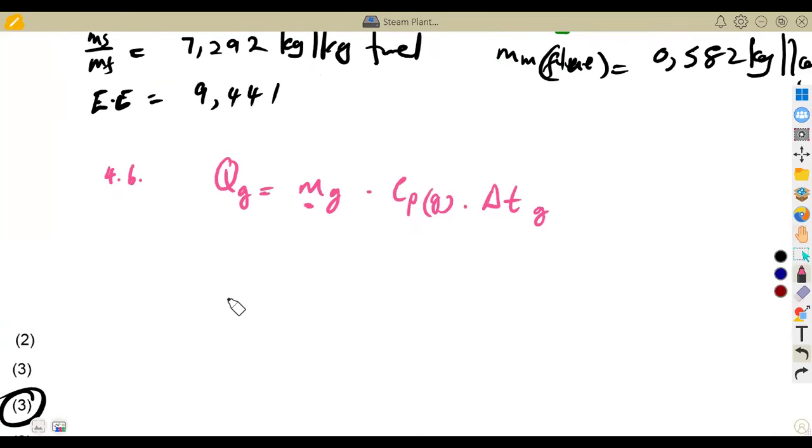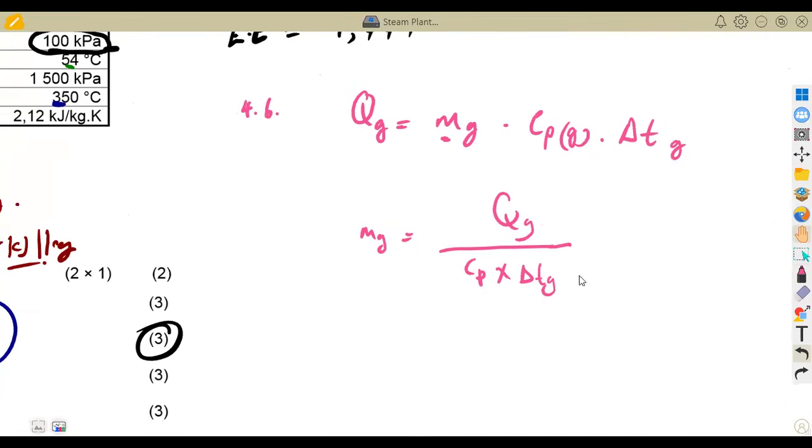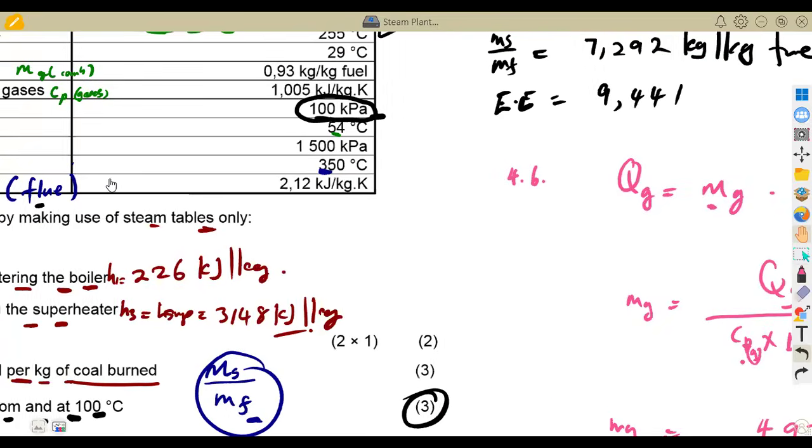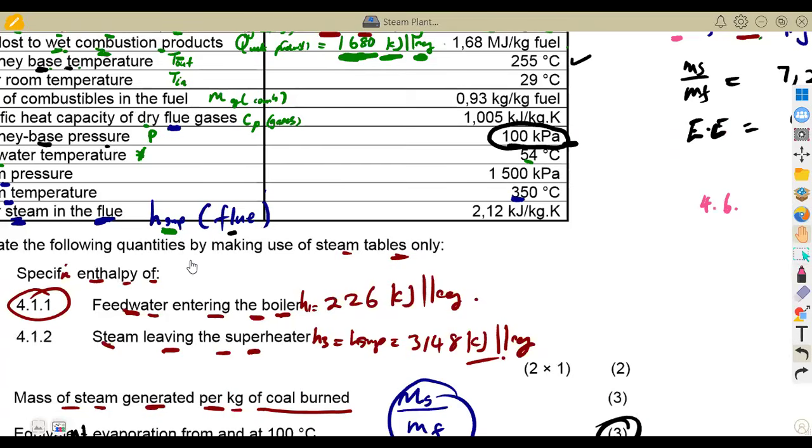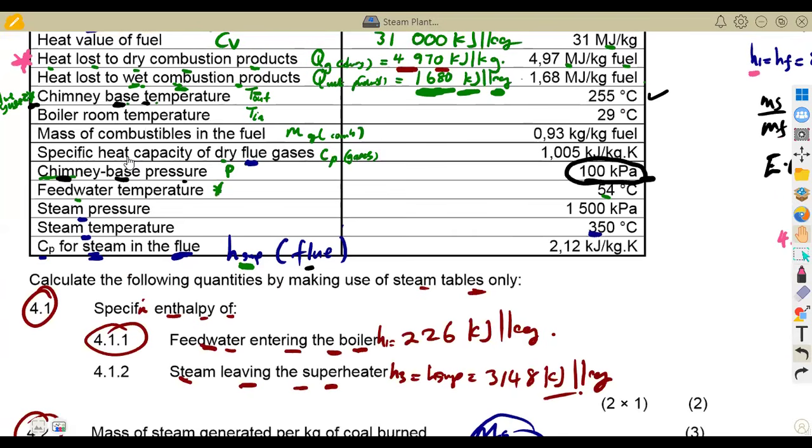We just divide. It means our mG is going to be QG for the dry, divided by the specific heat capacity for the dry times the change in temperature for the dry. Here, everything is there. We have got everything, guys. So Q for the dry, there we saw that it was 4,970 kilojoules per kilogram. Then the specific heat capacity, this is for the dry gases, not for the superheated steam in the flue. We've got Cp for the dry gases.